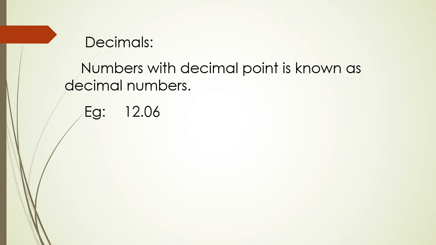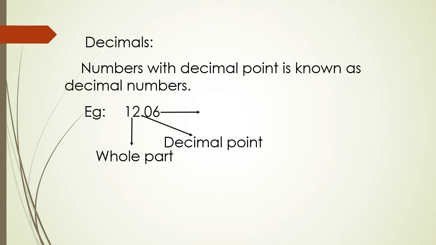So this is a decimal number, and a decimal number consists of three parts, namely the whole part, decimal point, and the decimal part. These three parts combined are known as a decimal number. So 12.06 is a decimal number, and we know that 12 is a whole number, whereas the point denotes the decimal point, followed by the decimal part.